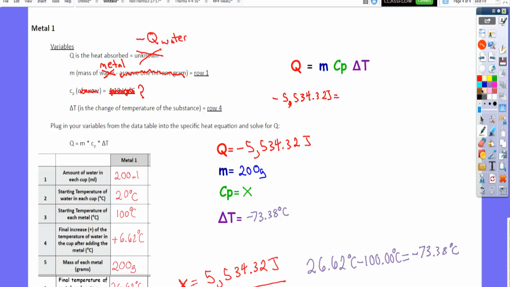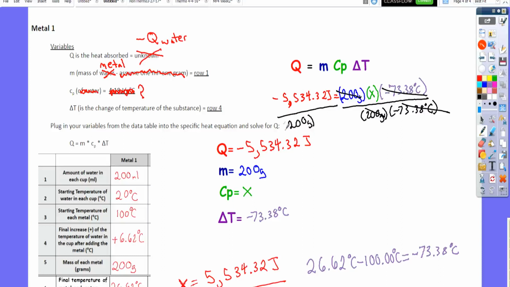is equal to my mass, which is 200 grams, putting that in parentheses, times my unknown, times negative 73.38 degrees Celsius. So I want to solve for my X. I want to solve for my unknown. Now, this is where it gets more complicated. I need to get X by itself. So I'm going to go ahead and divide both sides by 200 grams times negative 73.38 degrees Celsius. That cancels. And over here, I'm going to divide it by 200 grams and negative 73.38 degrees Celsius.